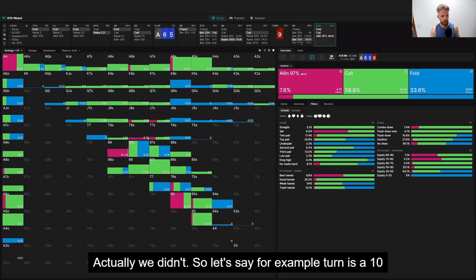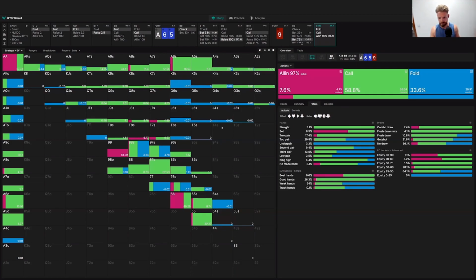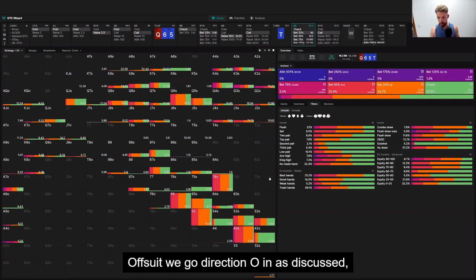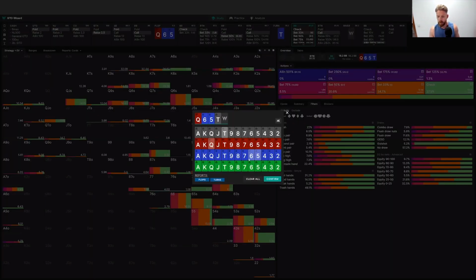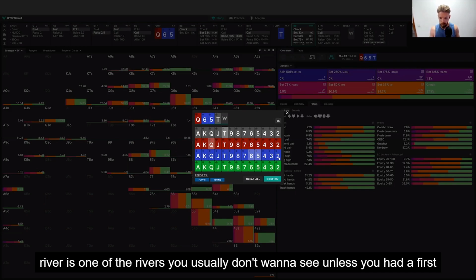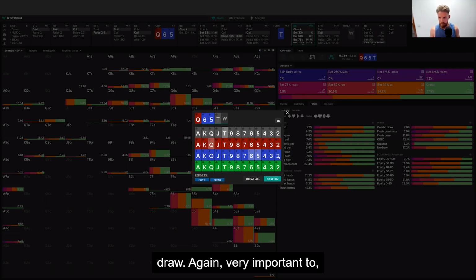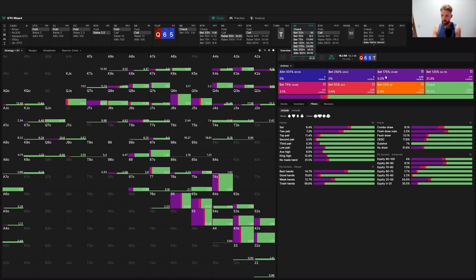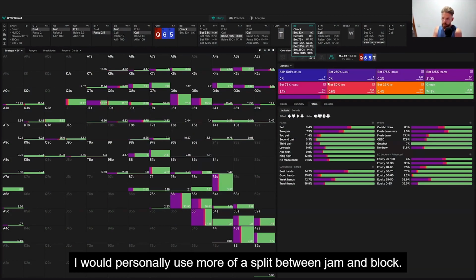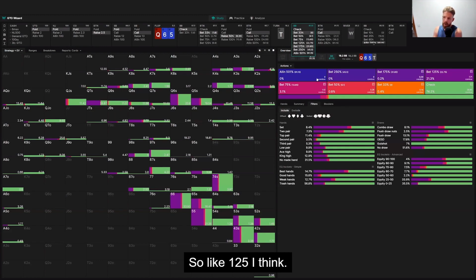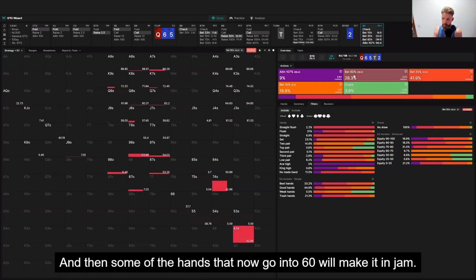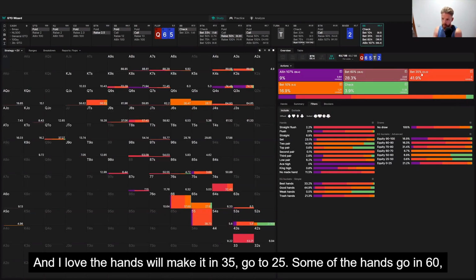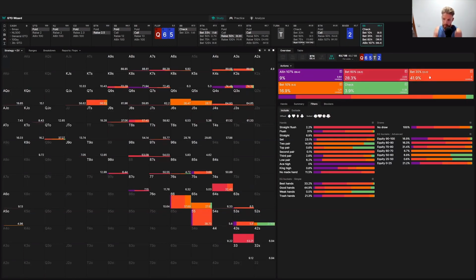Actually, we didn't. So let's say, for example, turn is a 10 offsuit. We go direct all in, as discussed, which here will be 125. River is one of the rivers you usually don't want to see unless you had a flush draw. Again, very important to, I would personally use more of a split between jam and block. So like 125, I think, and then some of the hands that now go into 60 will make it in jam. And a lot of the hands that will make it in 35 go to 25. Some of the hands that go in 60 probably also go to 25.